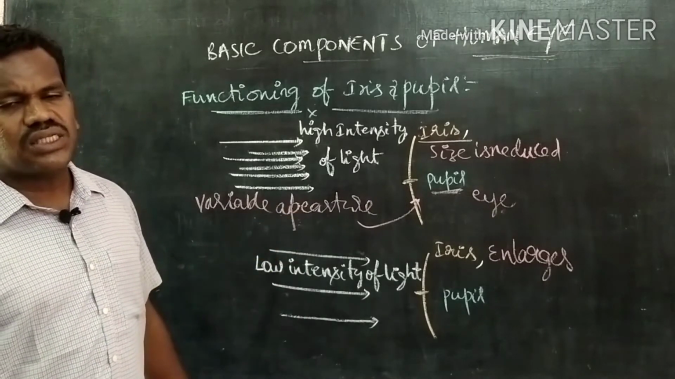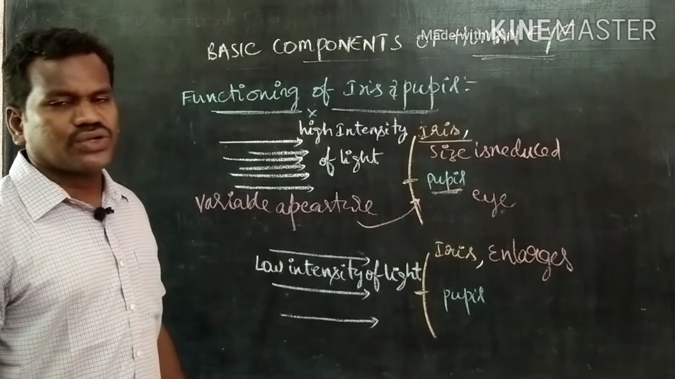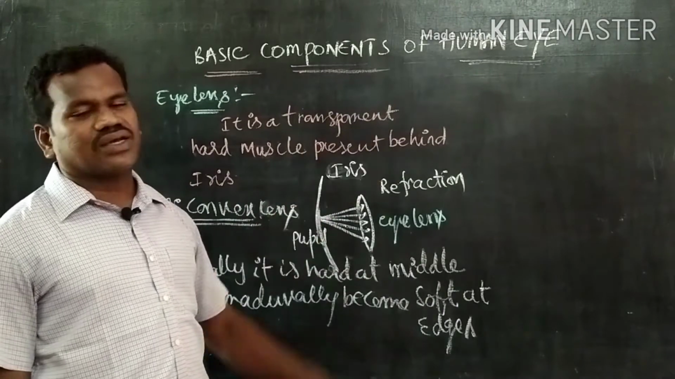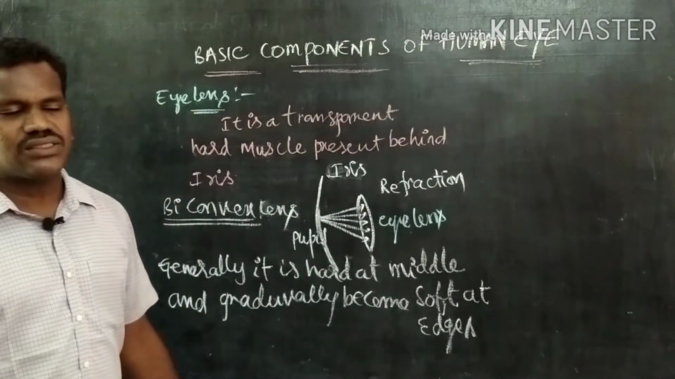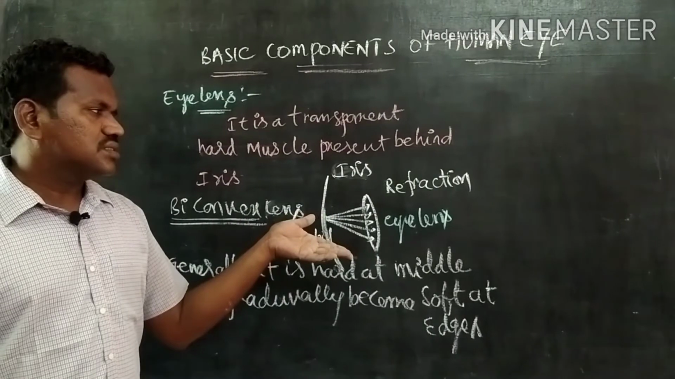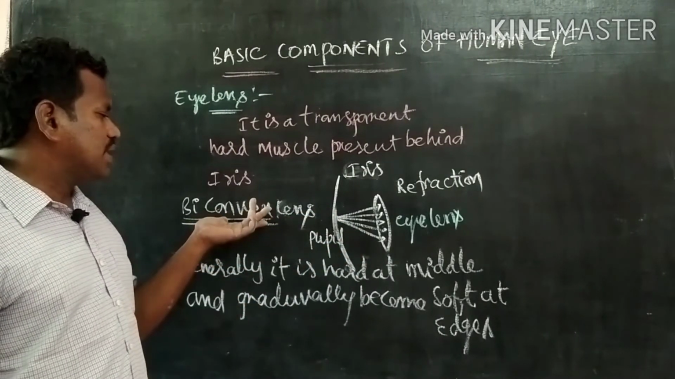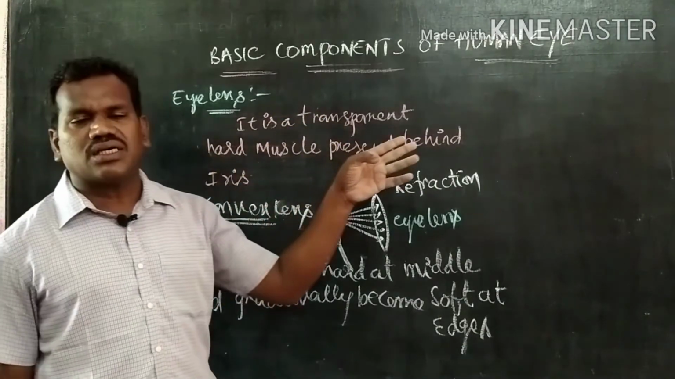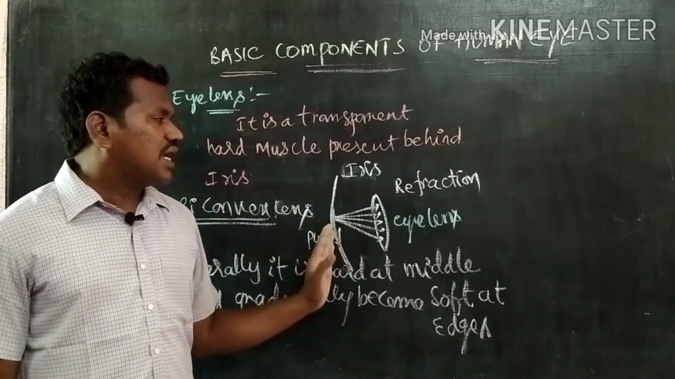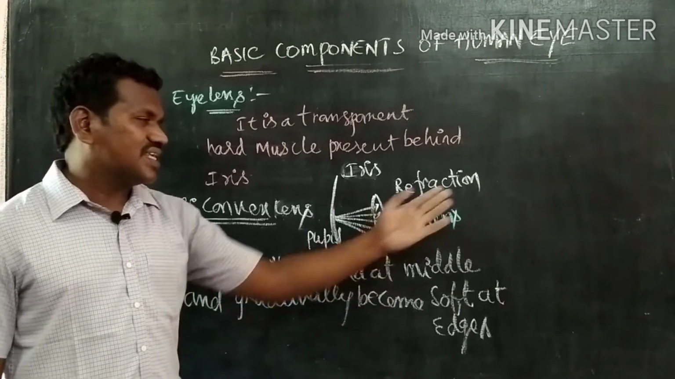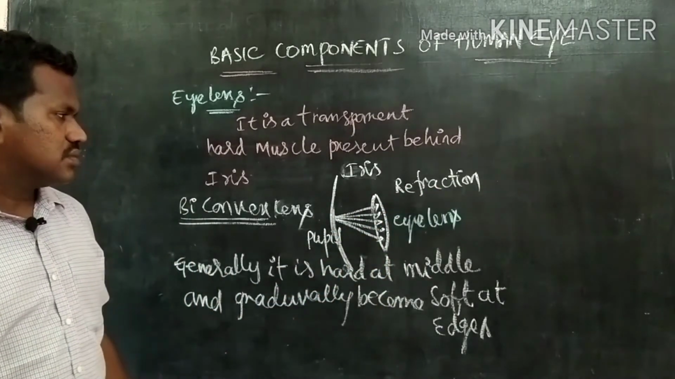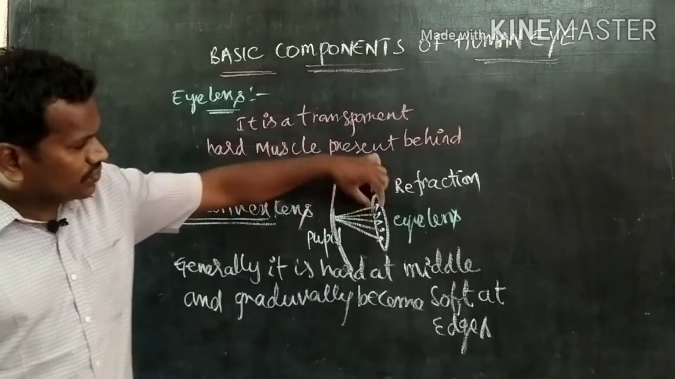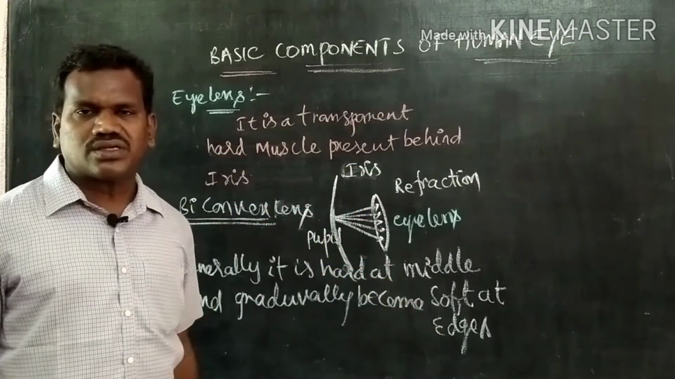Let us discuss some more basic components of the human eye. Now, let us see one more important part of the human eye, that is the eye lens. The eye lens generally has a biconvex shape. It is a transparent, hard, muscular membrane present behind the iris and in front of the retina. Generally, it is too hard at the middle, and whenever it comes to the edges, it becomes soft.